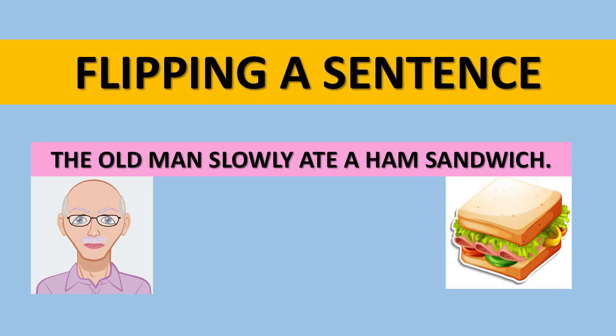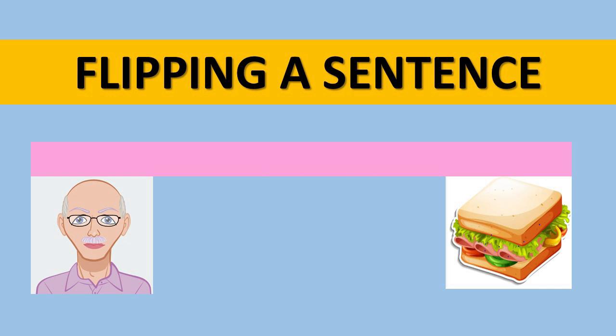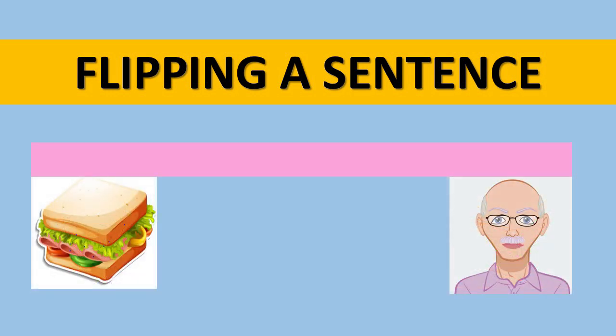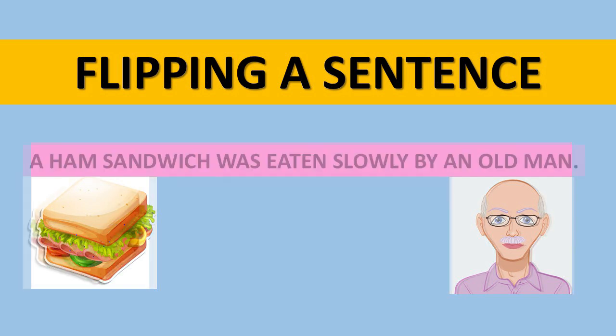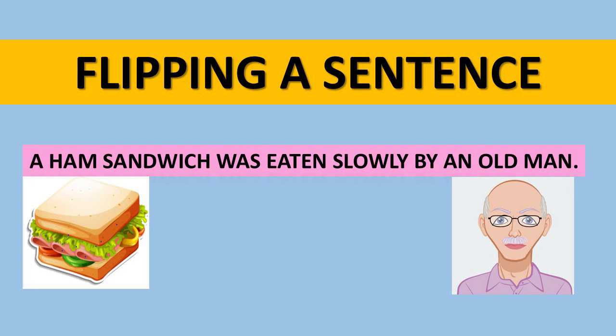Here's an example of a sentence that we're going to flip. The old man slowly ate a ham sandwich. Now, in this sentence, we've got a subject, the old man, on the left, and an object, which is the ham sandwich that he eats. So our sentence, the old man slowly ate a ham sandwich, can become a little bit more interesting if we choose to flip the subject and the object. So now we've got the object at the front of the sentence and the subject at the back, making this sentence all of a sudden seem a little bit more inventive. Let's have a look at what that is going to sound like. We've got a ham sandwich was eaten slowly by an old man.